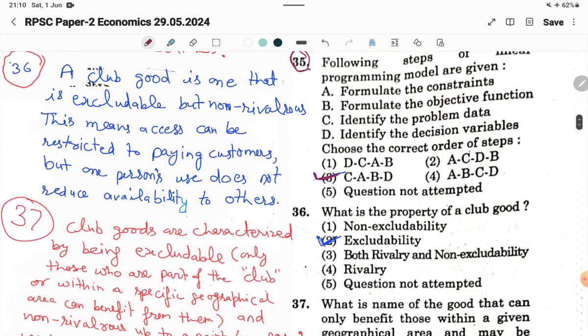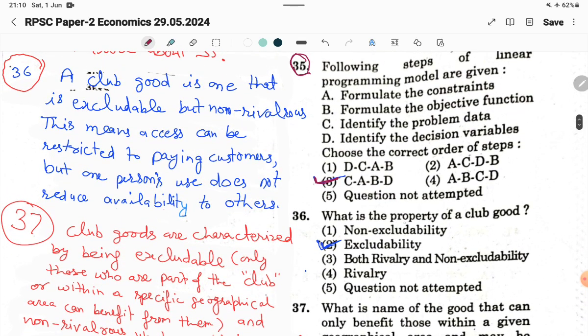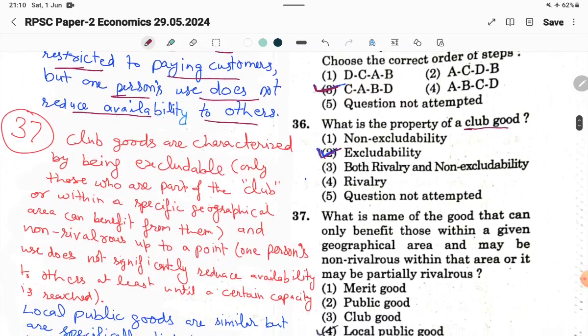What is the property of a club good? So firstly we should know about the club good. A club good is one that is excludable but non-rivalrous. This means access can be restricted to paying customers, but one person's use does not reduce availability to the others. So the answer will be excludability. The second answer is the correct answer of this question.